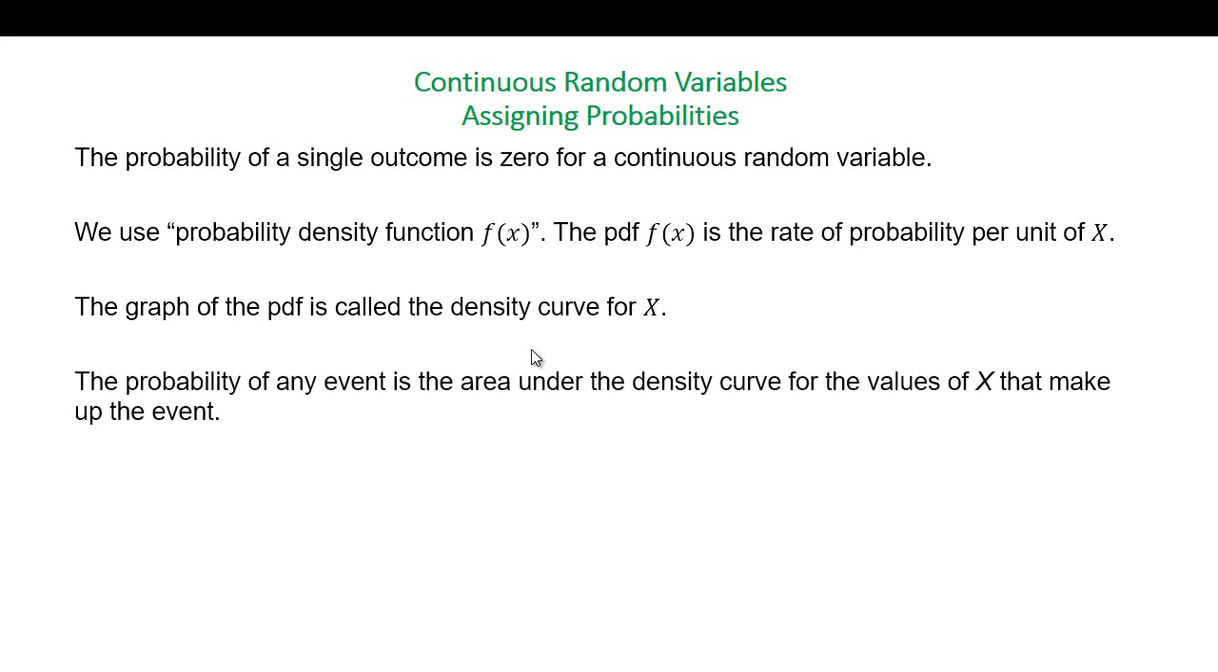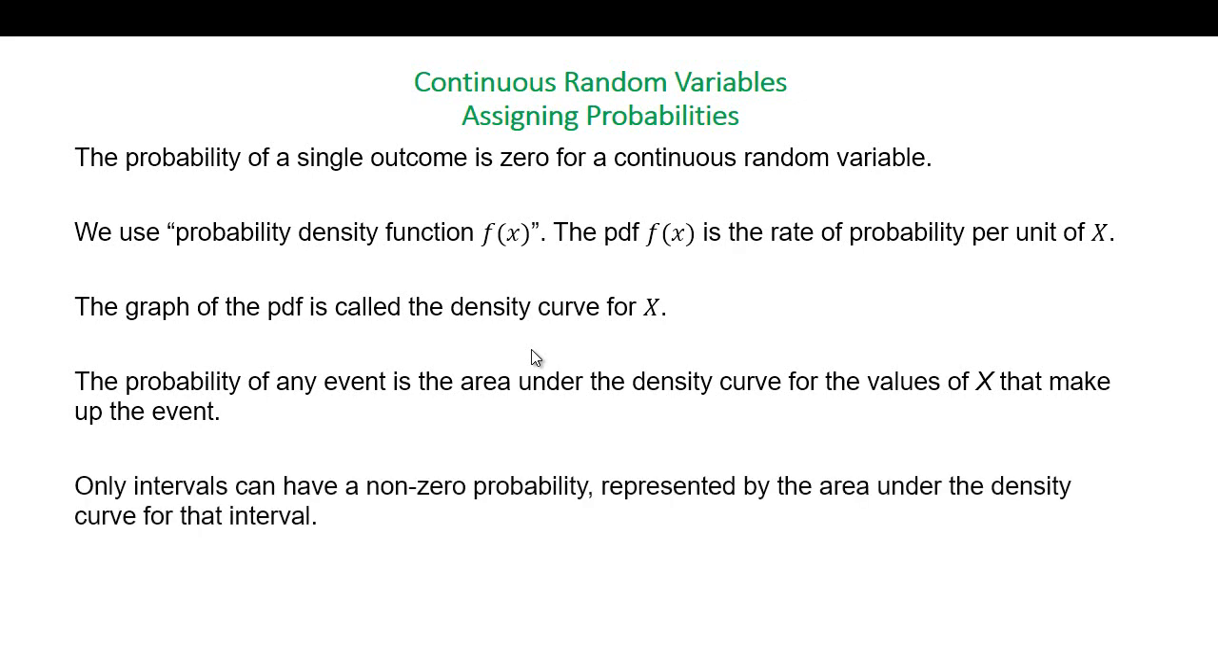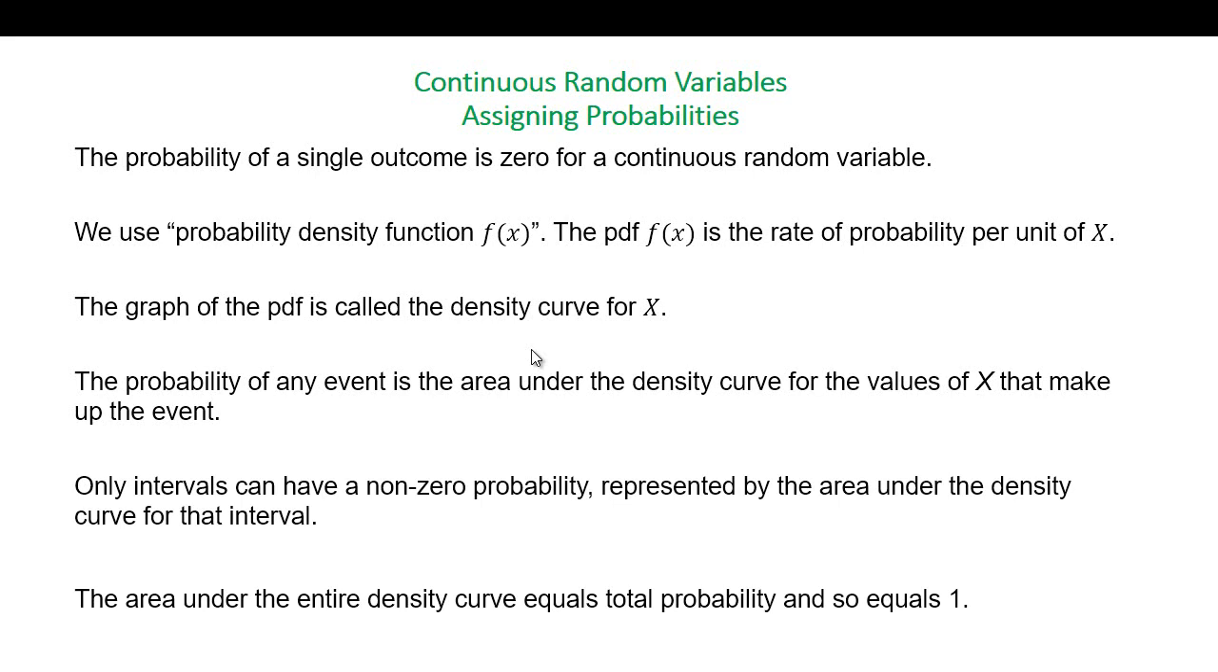The probability of any event is the area under the density curve for the values of x that make up the event. Only intervals can have non-zero probability, represented by the area under the density curve for that interval. The area under the entire density curve equals the total probability, and so it is equal to 1.